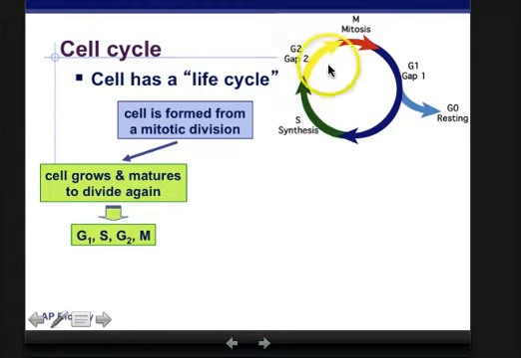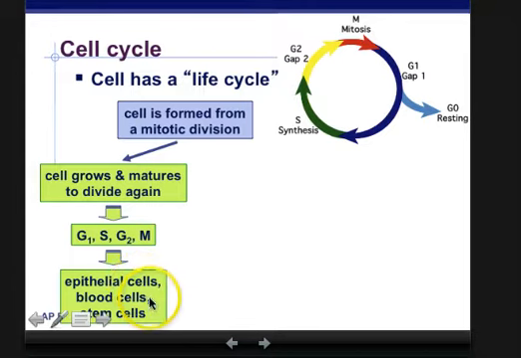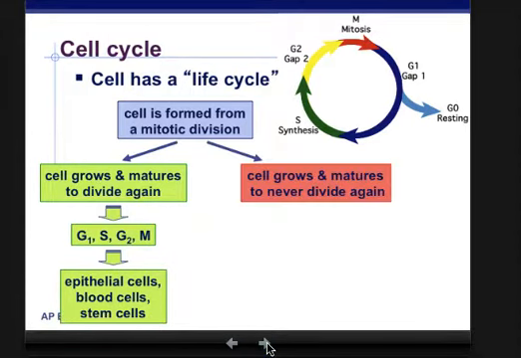So the cells that do this process, grow, mature, and divide again, not every cell in the body does this. And remember that body cells are called somatic cells. But the particular somatic cells that are going to do this are the epithelial cells, blood cells, and stem cells. So not every cell in the body does mitosis, but epithelial cells, blood cells, and stem cells do. The other option is to grow and mature and never divide again.